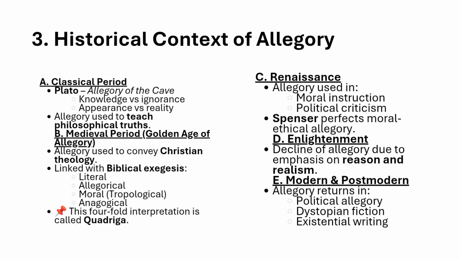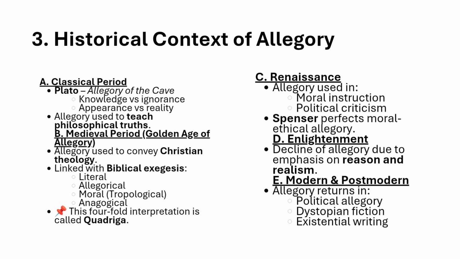Historical context of allegory. Now let us trace allegory through history. A. Classical period. In the classical age, allegory was mainly used for philosophical teaching. The best example is Plato's Allegory of the Cave. Here, Plato explains knowledge versus ignorance, appearance versus reality. So allegory becomes a tool to teach philosophical truths.